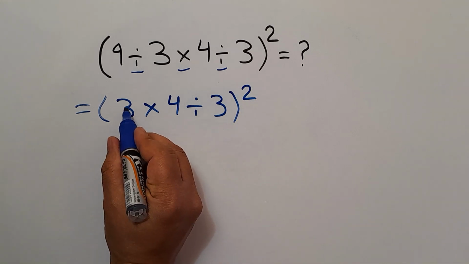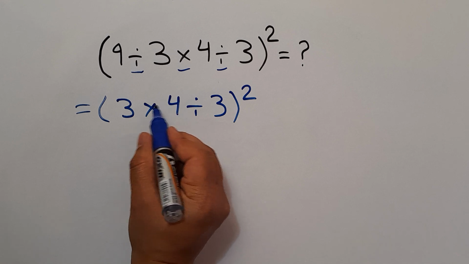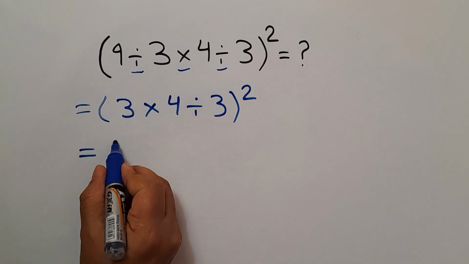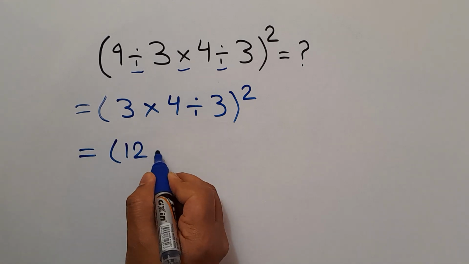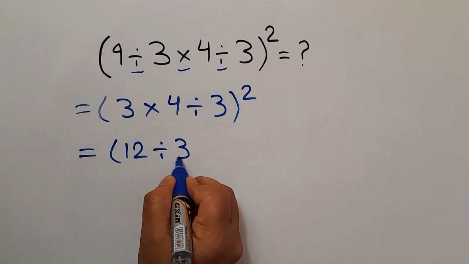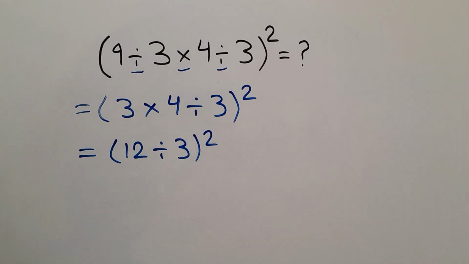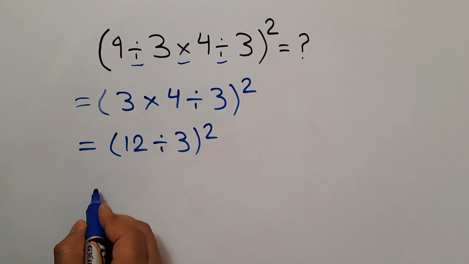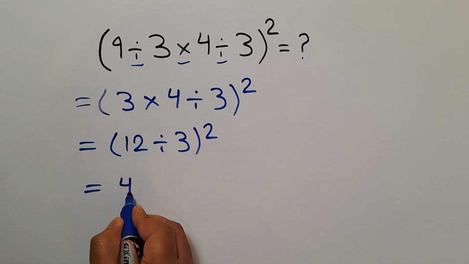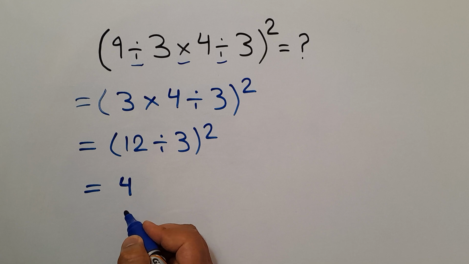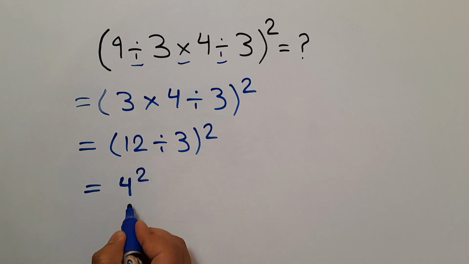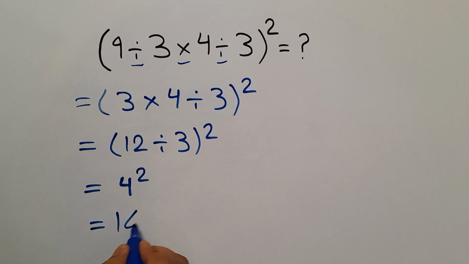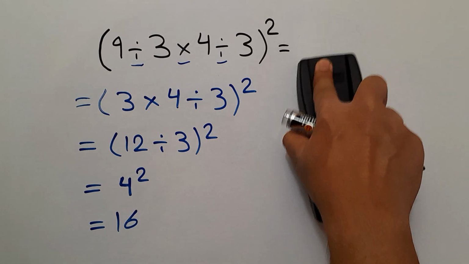Now, 3 times 4 gives us 12. So 12 divided by 3, whole squared. And 12 divided by 3 gives us 4. So 4 to the power of 2. And 4 squared is equal to 16. Therefore, our final answer to this problem is just 16.